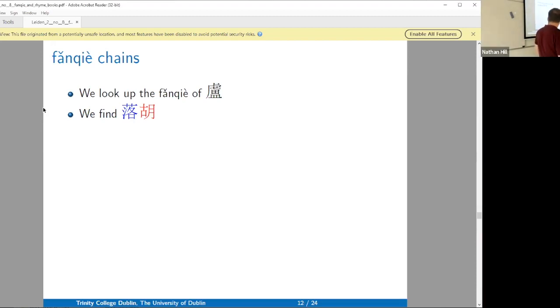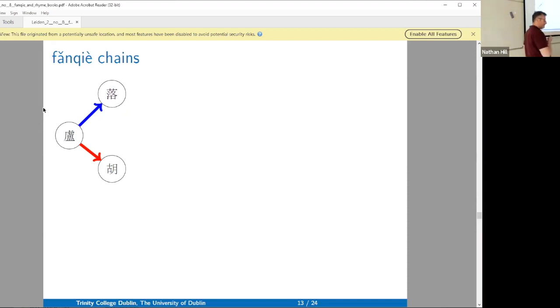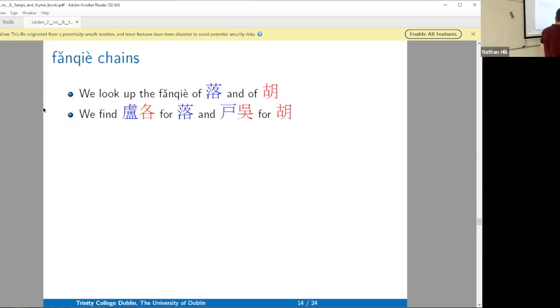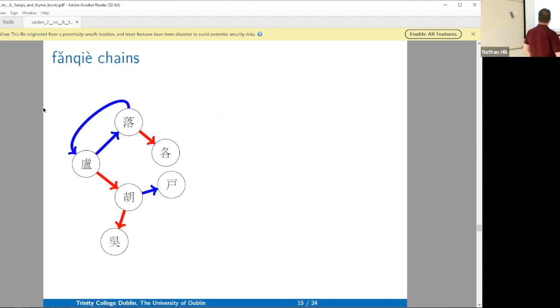Okay. So now we can do this. We can say, this one has the same initial as this one and has the same rhyme as this one. Now we can look up the fanqie reading for both of those. So we can look up the fanqie reading for the initial speller of the one we started with and the rhyme speller of the one we started with. And we find this is the fanqie reading for this character, and this is the fanqie reading for this character, right? And then we can add that to our network. And here is what we get.